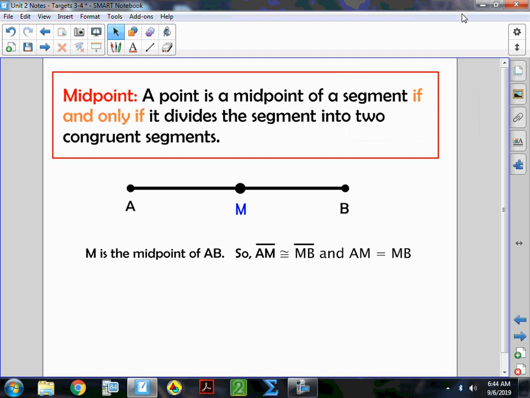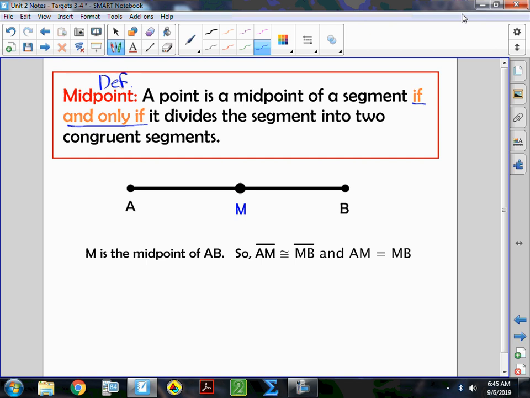A midpoint. A point is a midpoint of a segment if and only if it divides the segment into two congruent segments. So we chose to write this as an if and only if statement. A midpoint is a definition. This is the definition of midpoint. Definitions can always be written as an if and only if statement, which means it's a biconditional statement.